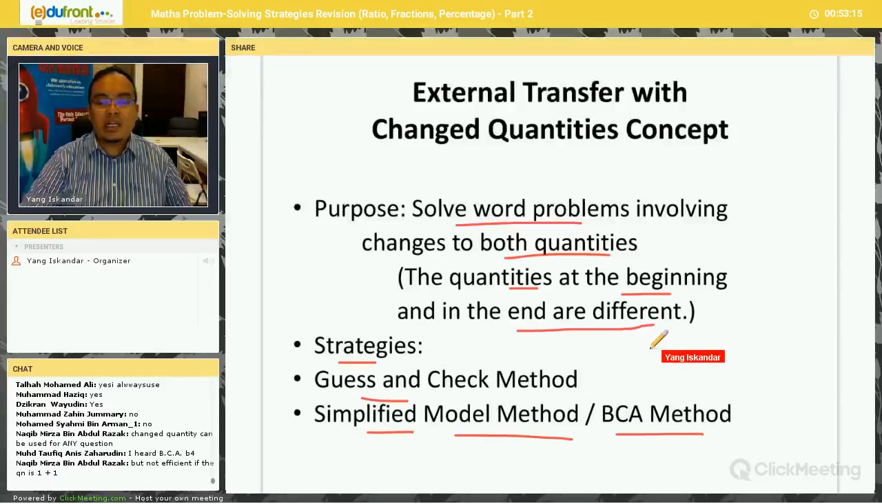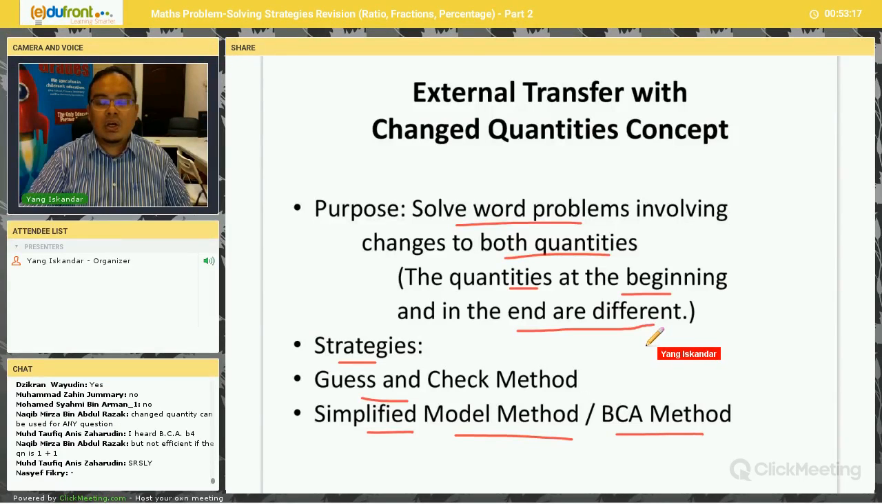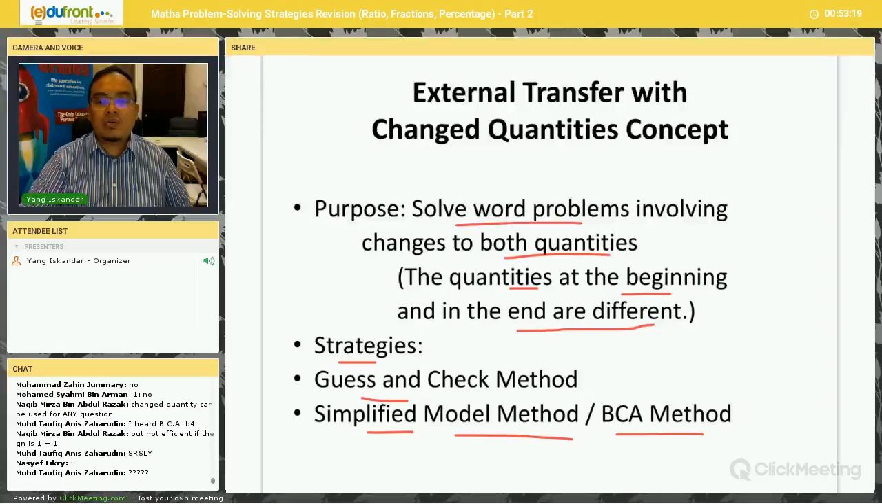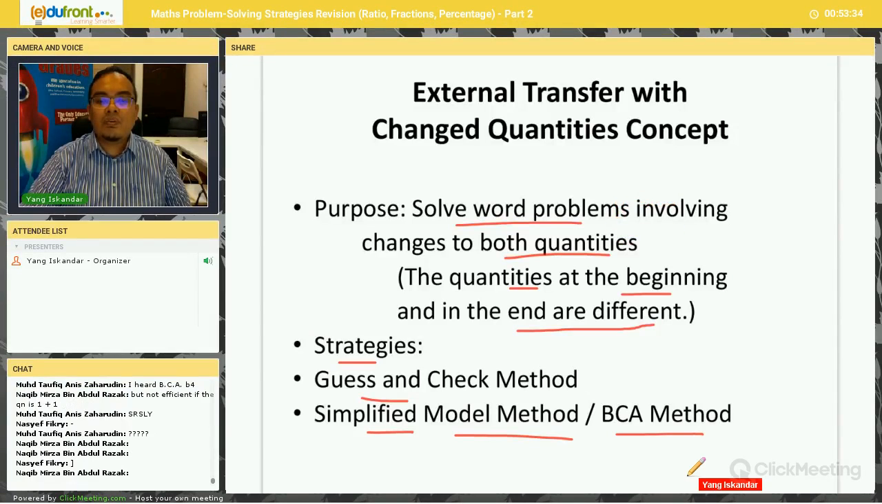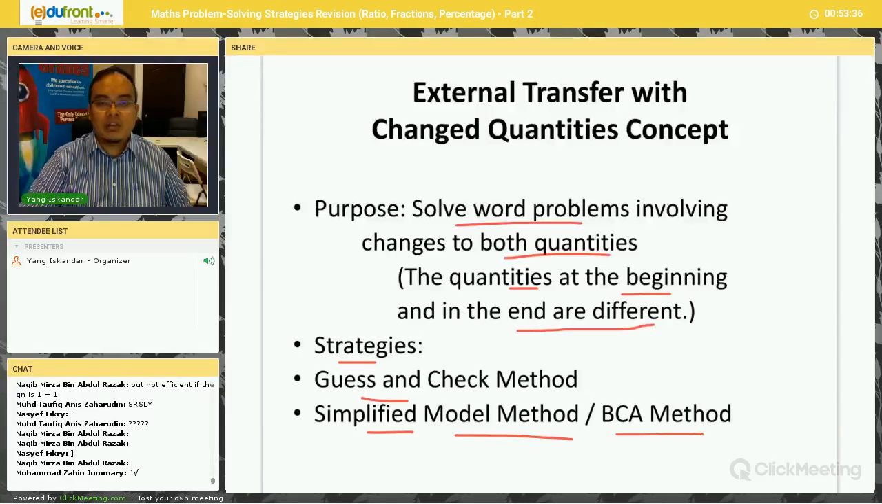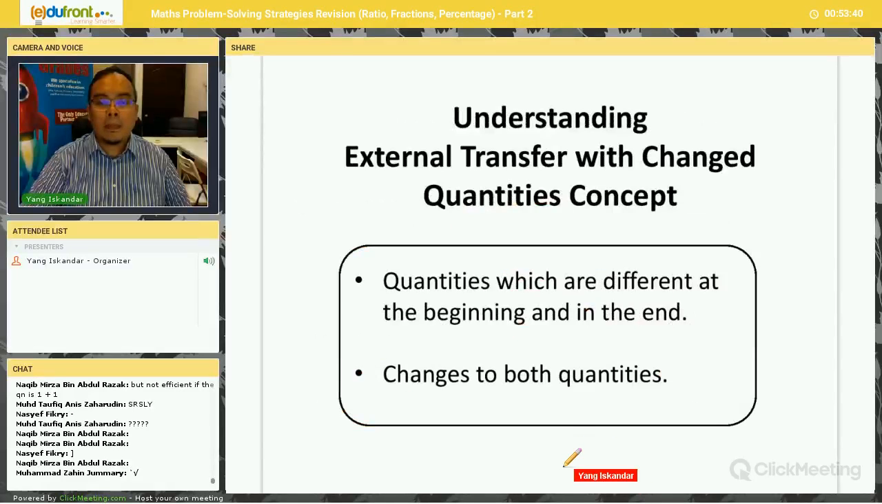Now remember, in the last webinar session, we talked about total unchanged, and we also discussed external unchanged. In external unchanged, only one of the quantities is changed. The other one remains the same. But in this question, it is a little bit challenging because both quantities are changed. I'll show you this question, then you can understand better.